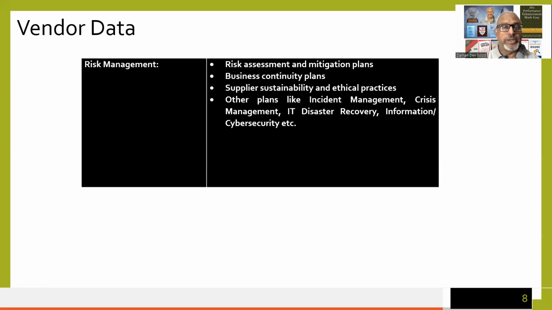Risks for that vendor. Do they have a risk management process in place? Do they have business continuity in place? Do they look at sustainability and ethics and other plans like incident management, crisis management, IT disaster recovery, information and cyber security? Basically, whatever you have, you would like to look into your vendors also.